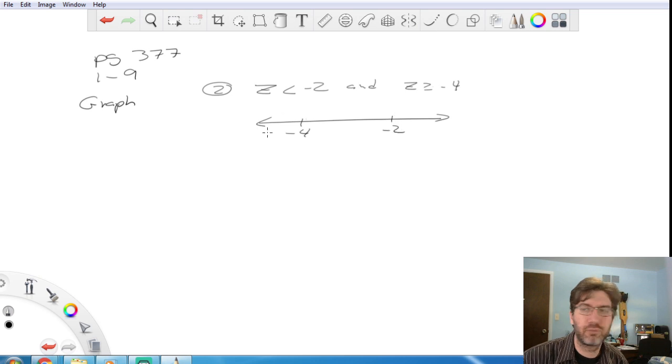-4 is less than -2, so I stuck it over there. Z has to be less than -2. So it's a circle. Greater than or equal to that, so this one's a dot. And you want the stuff between.